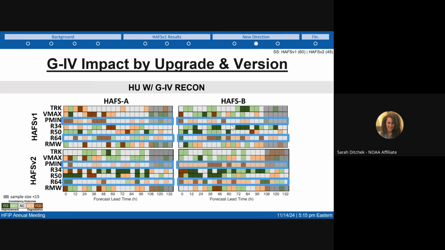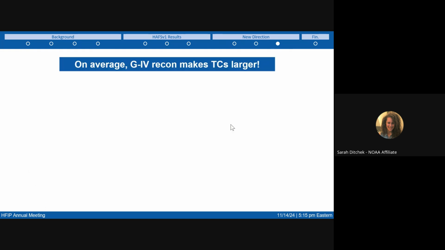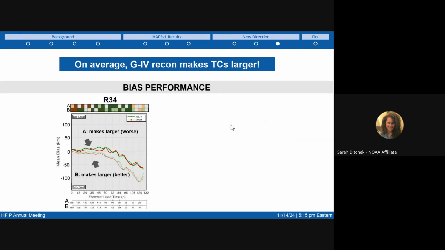Now, before summing up, I did want to dive into the outer wind radii results, actually, because they were very qualitatively similar between upgrades and versions. Now, on average, G4 recon is making TCs larger. And to see that, let's look at the bias characteristics. So first for R34 on the left, up top here, the consistency metric outcomes. This is going to be for HAFS V2. This is versions A and B.